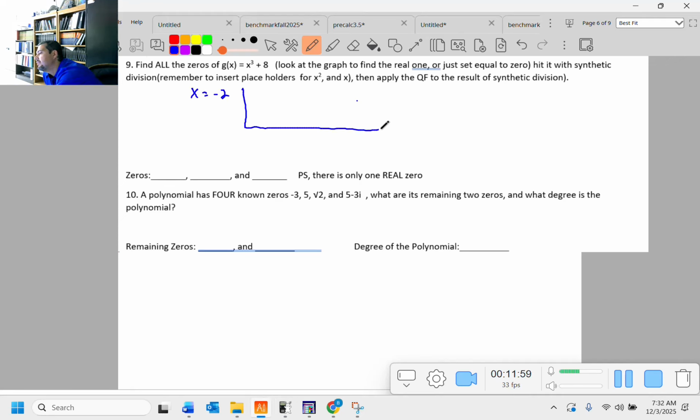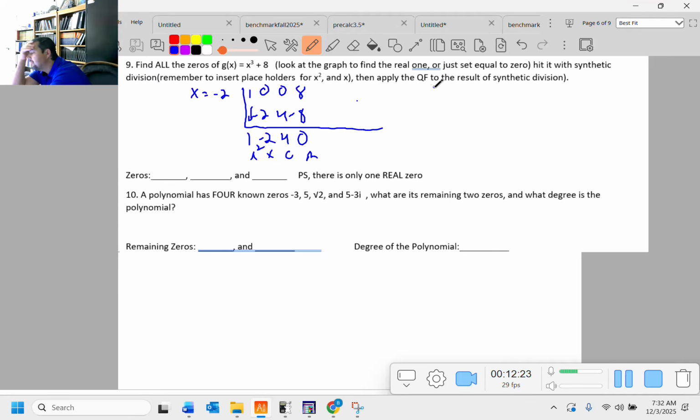Let's do a little synthetic division. Here we've got an x cubed. We don't have any x squareds. We don't have any x's. And then we have the 8. And then we do the DMA thing. -2, 0 plus -2 is -2. -2 times -2 is 4. 0 plus 4 is 4. -2 times 4 is -8. -8 plus 8 is 0. The remainder is 0, and the quotient is the constant, x, x squared.